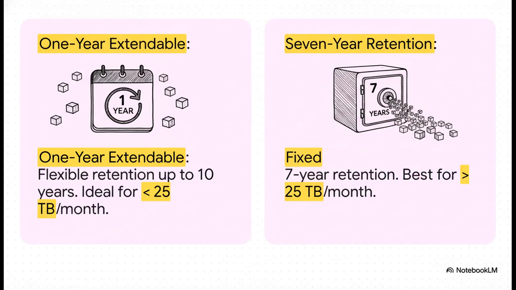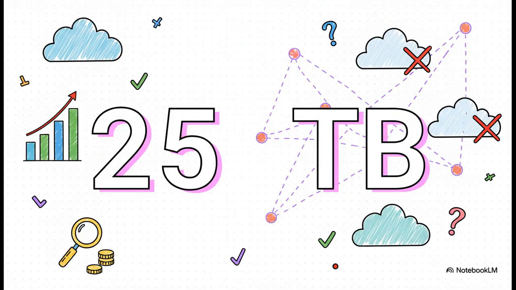This is for the heavy hitters, where you're ingesting a ton of data and the storage cost is just baked into the ingestion price. And this is the magic number that helps you decide: 25 terabytes. If you're consistently pushing more than 25 terabytes of data into Lake each month, that seven-year plan is almost certainly going to save you money. If you're under that, the one-year extendable plan is probably your best bet.